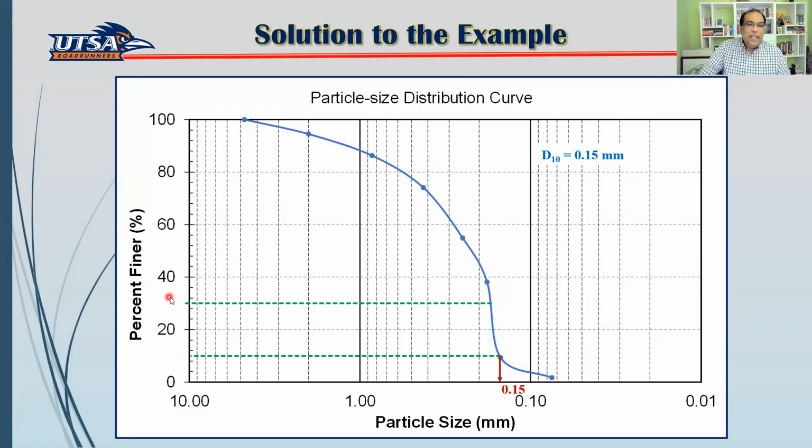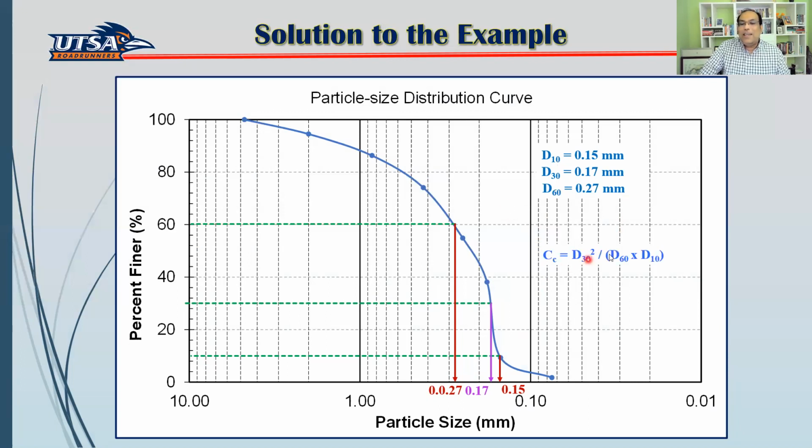Now for 30, you draw a line here that intersects here. Then you draw another line here and read it from that scale, which is 0.17. So my D30 is 0.17 millimeter. Now do the same for D60. So this is your 60, draw a line here and read the corresponding diameter of the particle from this scale. You can see this one is 0.27 here. Okay, there is a mistake here, 0.27. So my D60 is 0.27 millimeter. Now I can calculate my Cc, which is D30 squared divided by D60 times D10. If I plug in all those values, I get a value of 0.71.